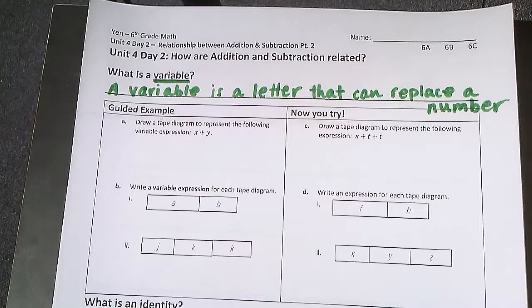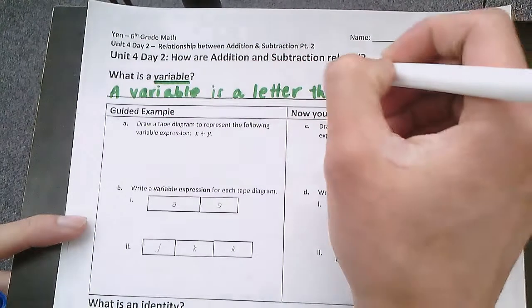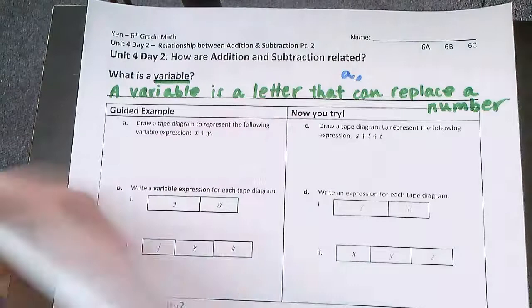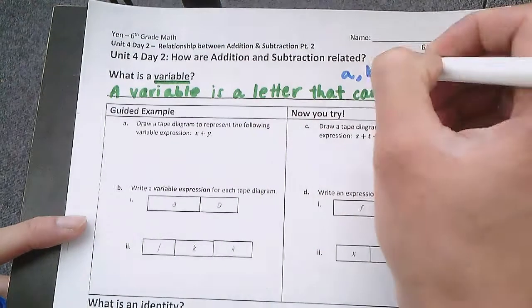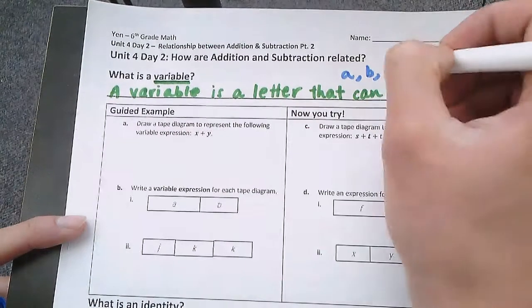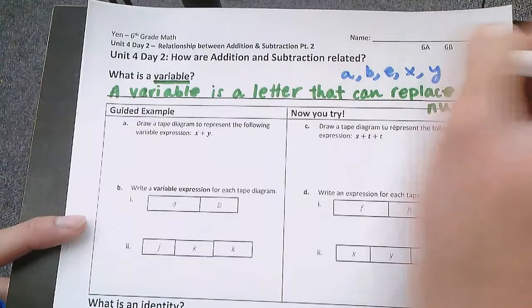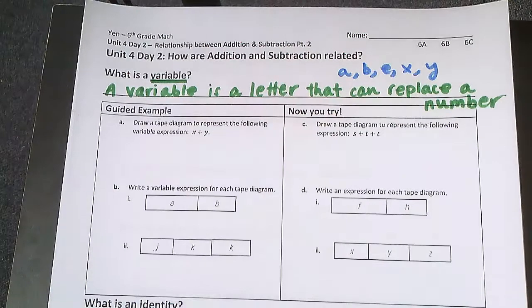And next to it, you can just write any examples of any letters you want. A is an example of a variable, B, E, X, Y. Those are all examples of a variable. So here's what we mean by that.